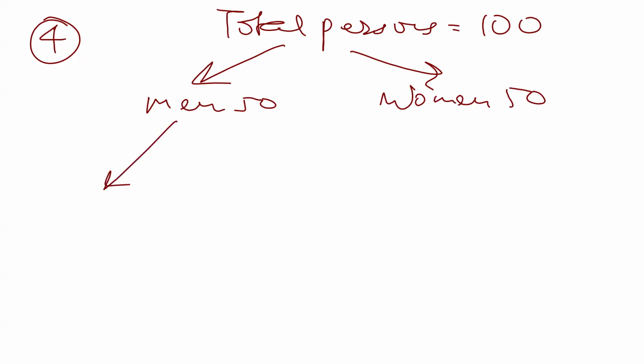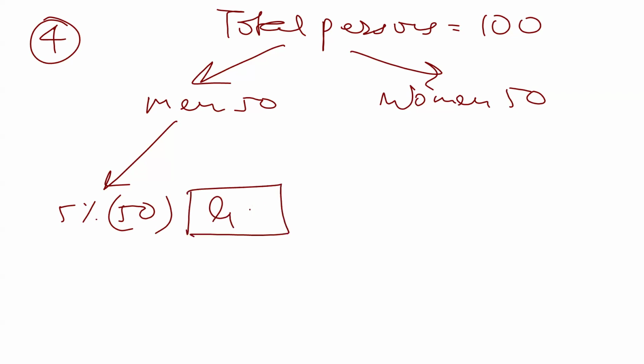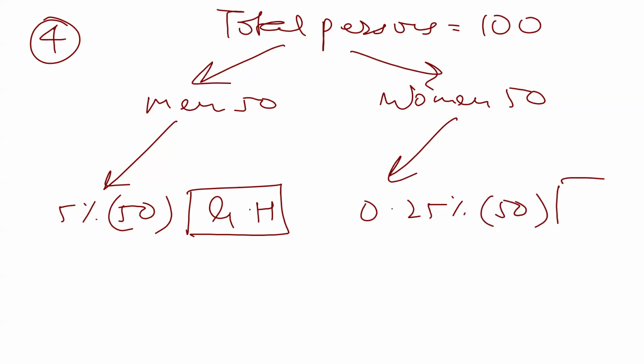Okay. Out of men, 5% of 50 are having gray hair. I'm just writing GH. Okay. And out of women, 0.25% of 50 are having gray hair. Okay. So we require a gray haired person and that person should be a male.